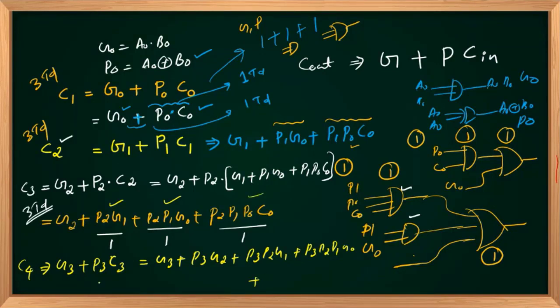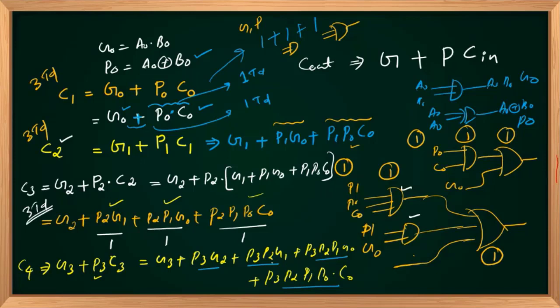So it should take a product with P3. So P3 P2 P1 P0 and C0. Here also, if you're observing this expression, I have to get a product term, an AND gate, another AND gate, another AND gate. But all these AND gates I can connect in parallel. So that will constitute one time delay only.